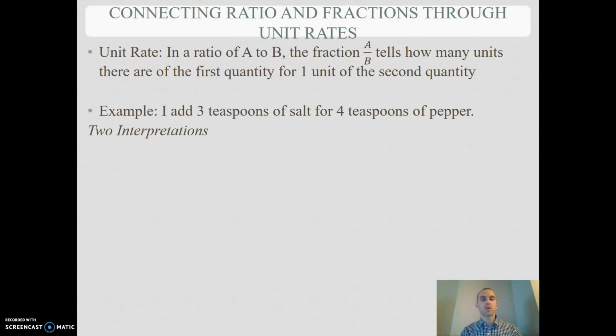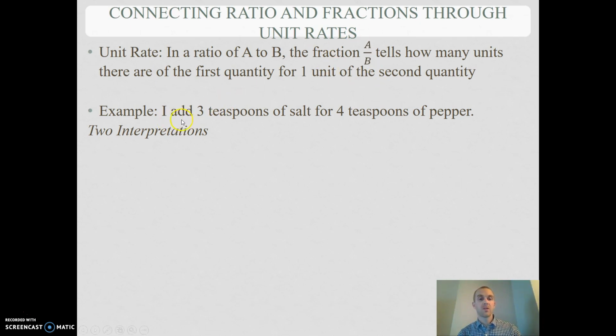Now, other things that are important to understand is, how do we connect the idea of a ratio to the fraction, and how does that relate? And what it really creates is what we call a unit rate. That's when we have a ratio of a to b, the first quantity to the second quantity. We know that the fraction of a over b really tells us how many units of the first quantity there are for one unit of that second quantity.